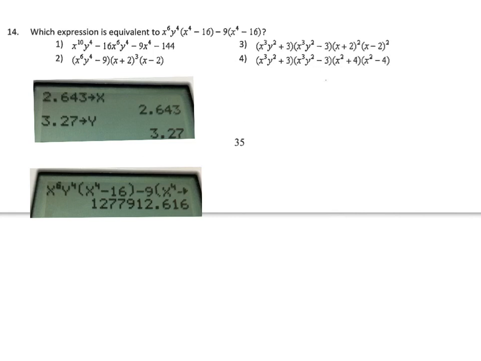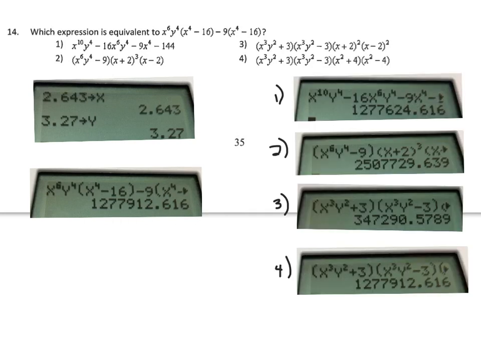All right, so I just changed my values. I stored x as a unique number and y as a unique number, and then when I plugged in this original expression, I got a very unique answer. Okay, now let me plug in the answer choices one by one, and hopefully only one of them gives me this unique answer.